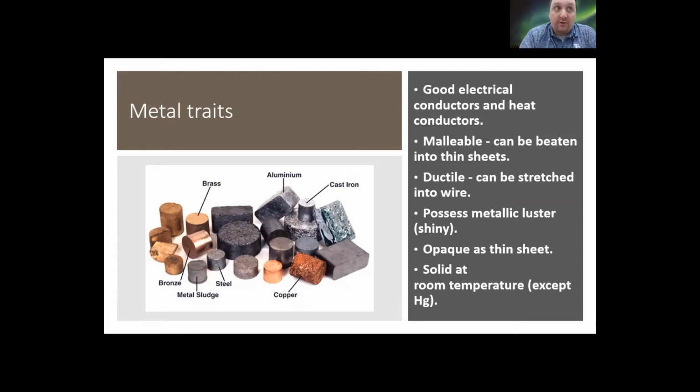They are malleable, meaning if you hit them, they're going to flatten and turn into a thin sheet. Furthermore, if you pull them, they're ductile and will pull into wires. They are shiny. We call that a metallic luster. And they're opaque. You can't see through them. And most of them are solid at room temperature, the notable exception being mercury.